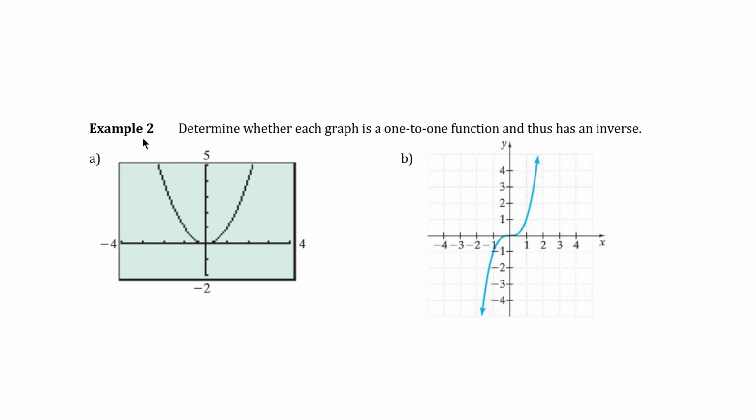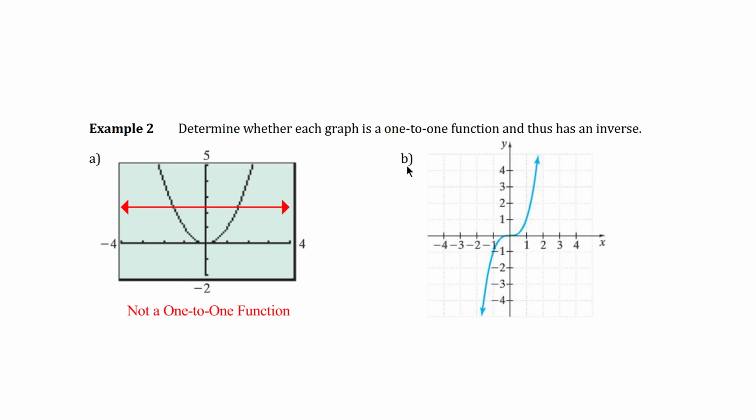In example number 2, determine whether each graph is a one-to-one function and thus has an inverse. For part A, we have the graph of a parabola facing upward. All we need to do here to determine if this is a one-to-one function is apply the horizontal line test. Just drawing a horizontal line across the top of the graph, you can see that the horizontal line crosses the graph more than once, so this is not a one-to-one function.